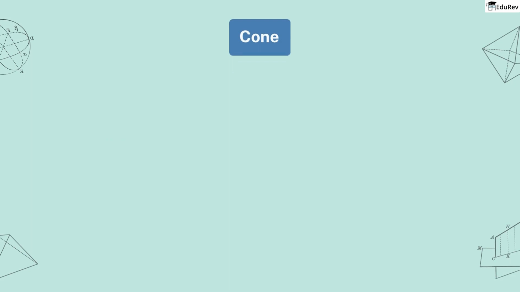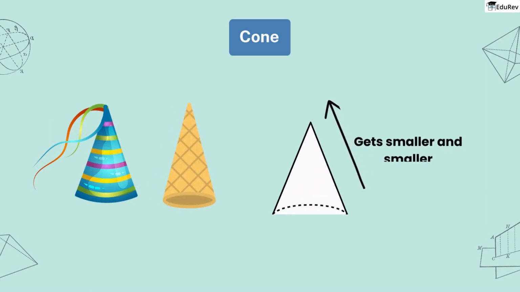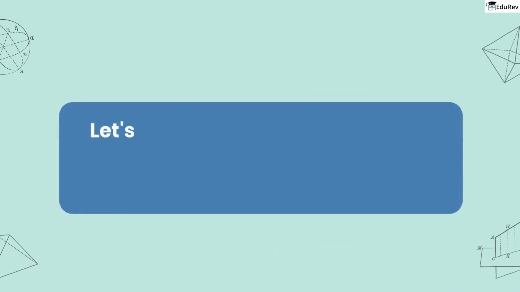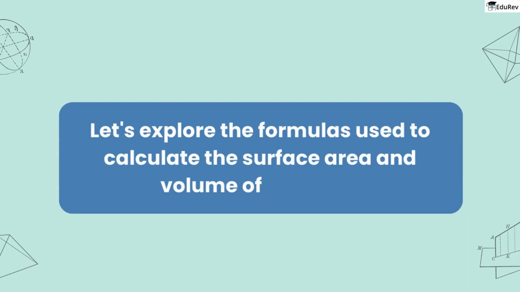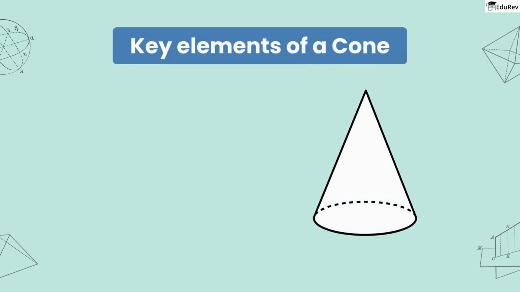Now, think about a cone, a 3D shape that looks like a party hat or an ice cream cone. It gets smaller and smaller from a big round bottom to a pointy top called the vertex. Let's explore the formulas used to calculate the surface area and volume of the cone. First, we need to understand the key elements of a cone.